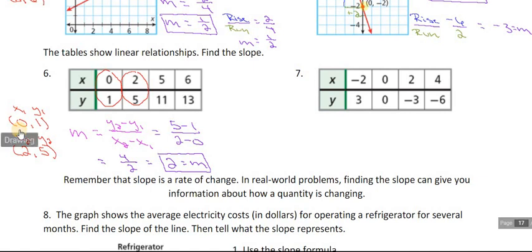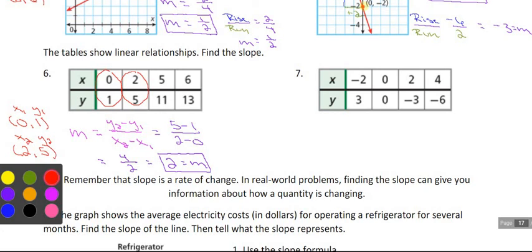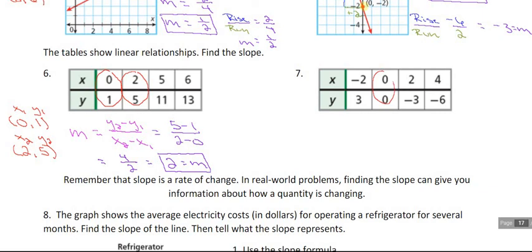Let's do the same thing in number 7. I'm definitely going to pick the ordered pair 0, 0. It's easy to work with. And I'll go with the one right next door to it, 2, negative 3. So let's write out those two ordered pairs and label. So x of my first, y of my first is my 0, 0. For my second ordered pair, 2, negative 3. That's x of my second and y of my second.